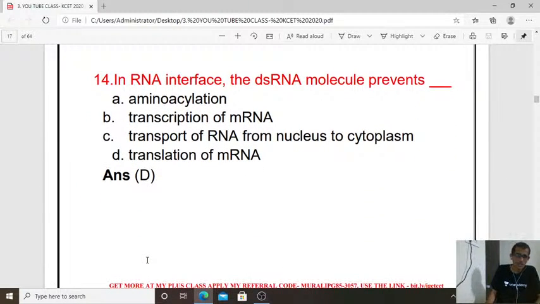Then the 14th question. In RNA interference, the double stranded RNA molecule prevents what? In RNA interference, we can observe that the double stranded RNA molecule prevents the translation of mRNA. The mRNA is always single stranded. Why is translation of mRNA required? For protein synthesis, isn't it? The mRNA comes out from the nucleus and reaches the cytoplasm, to the ribosome where proteins are synthesized, because ribosomes are considered protein factories. So the answer is D for question number 14.